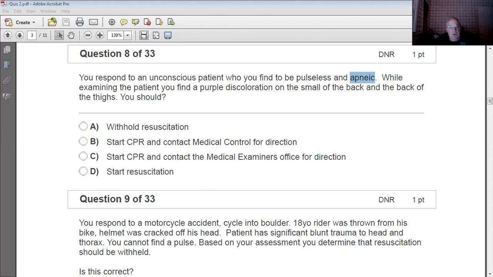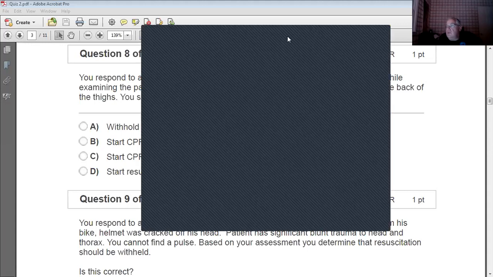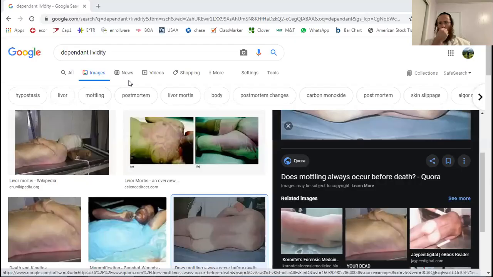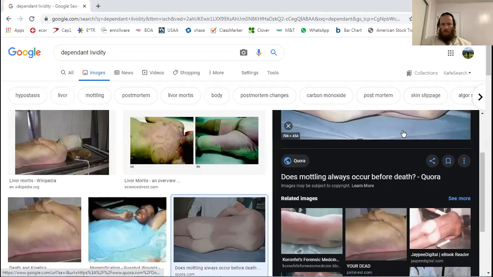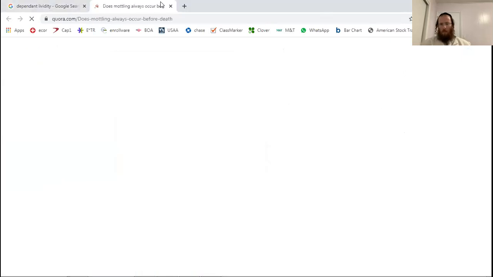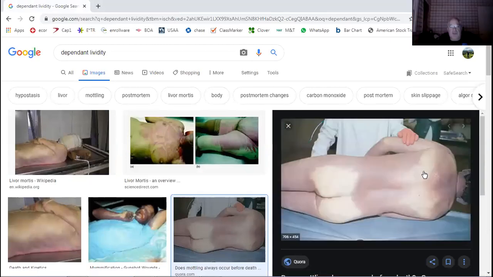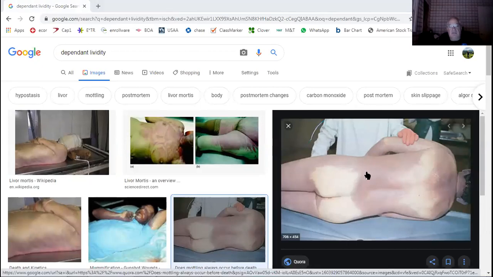Let me bring up something. Okay, whoops. Okay, can you see this picture over here? There's a dead guy on the right side of the screen. Can you see this? Yep, we see it.